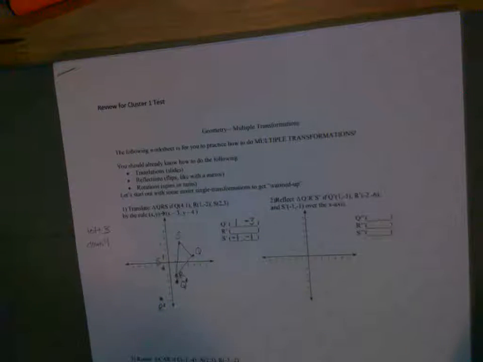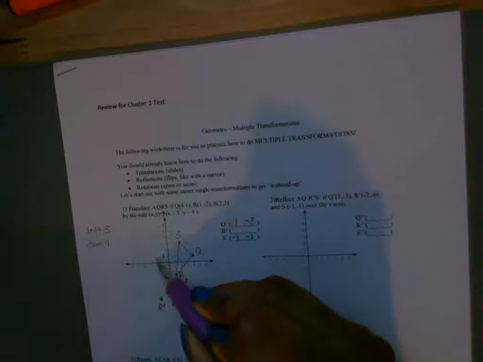R, which is right here, I'm going to go to the left 1, 2, 3, and down 1, 2, 3, 4. This is R. R prime. The new location for R is to the left 2 times. That's -2. And down 1, 2, 3, 4, 5, 6. So that's -2 and -6. Okay.